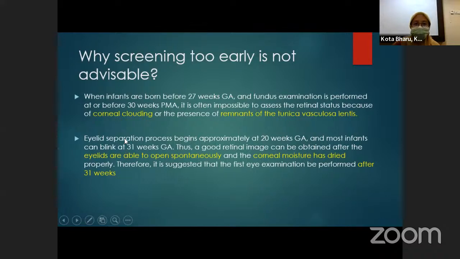The eyelid separation process begins at 20 weeks of gestational age, and most infants can blink at 31 weeks. Thus, a good retinal image can be obtained after the eyelids are able to open spontaneously and the corneal moisture has dried properly. Therefore, it is suggested that the first eye examination be performed after 31 weeks.